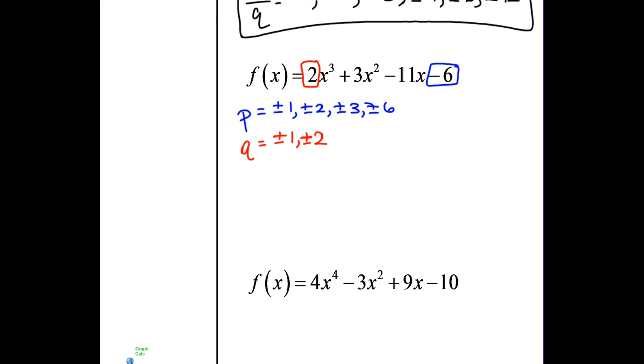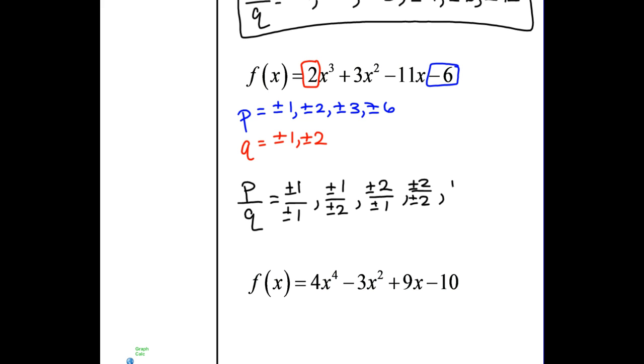Now is where things get trickier for my p's over my q's. We're going to take plus or minus 1 over plus or minus 1, plus or minus 1 over plus or minus 2, plus or minus 2 over plus or minus 1, plus or minus 2 over plus or minus 2, plus or minus 3 over plus or minus 1, plus or minus 3 over plus or minus 2, plus or minus 6 over plus or minus 1, and then plus or minus 6 over plus or minus 2.